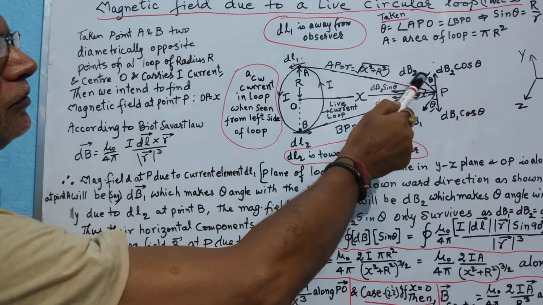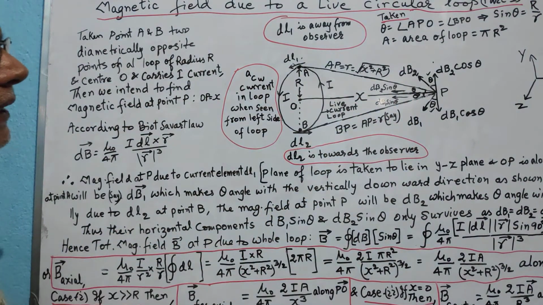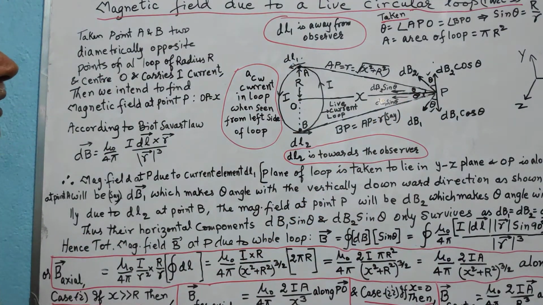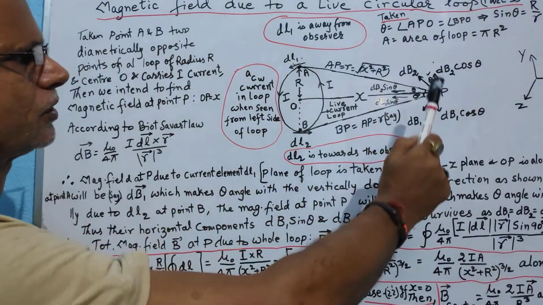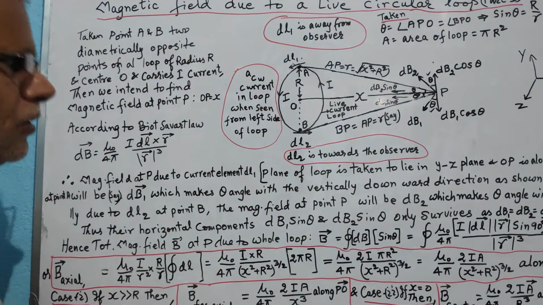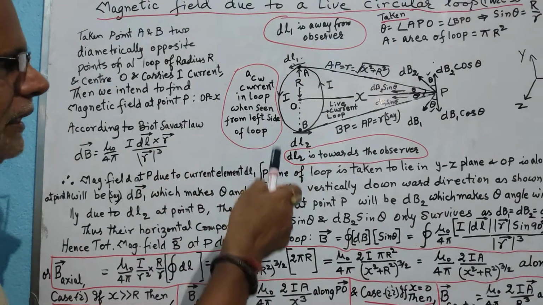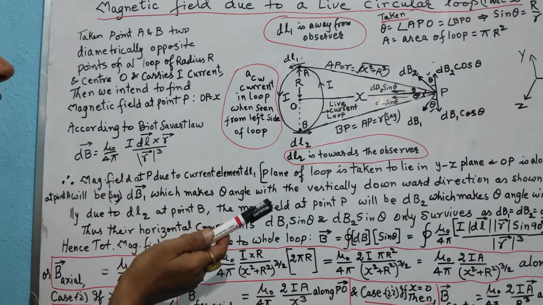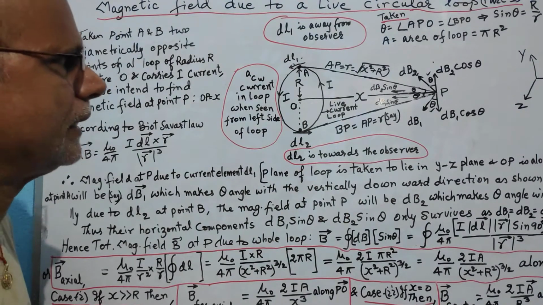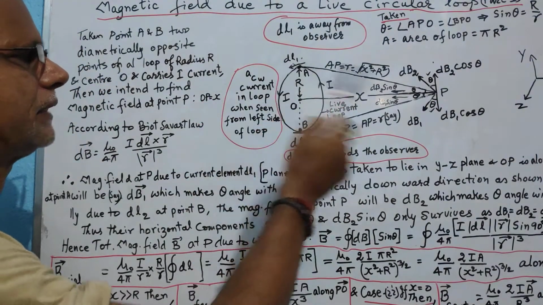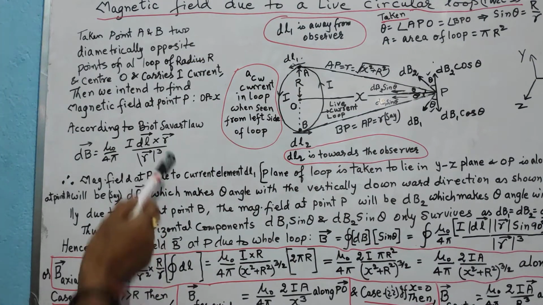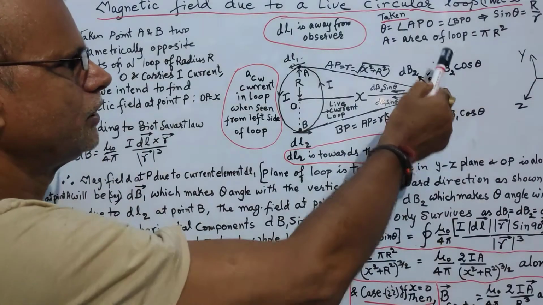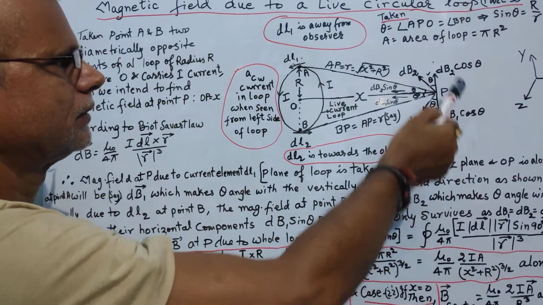Once you have understood the direction of dB1 and dB2, you can see that they make the same angle with the vertical direction. So their vertical components dB2 cos theta and dB1 cos theta will cancel, because dB1 and dB2 are named for different current elements, but the current elements are identical. Their distance from the point is also identical. They make the same angle with the point, and therefore we will always have dB1 equal to dB2. So dB2 cos theta is nothing but dB1 cos theta, and they cancel each other.